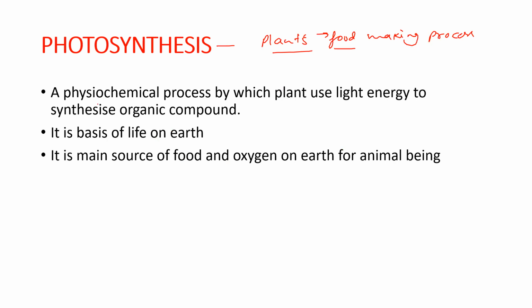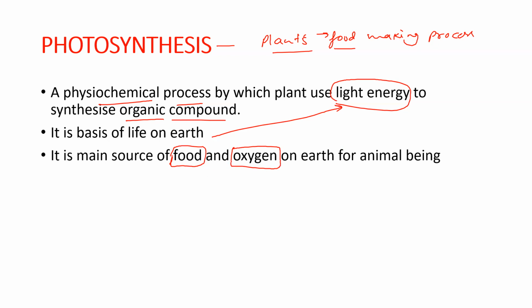So photosynthesis is a physiochemical process by which plants use light energy to synthesize organic compounds. So all the life upon earth is dependent upon light energy to survive. Because if there is no light energy, no photosynthesis, no food, no oxygen. So light energy is the source of all the life upon earth. And photosynthesis is important for two things. It is the main source of food and oxygen, and both the things we need to survive on earth.